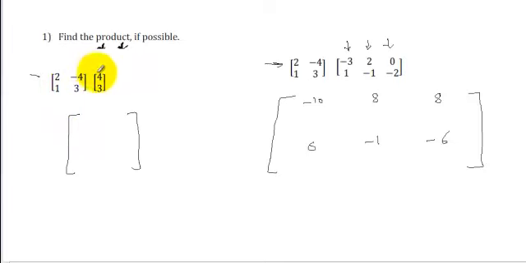2 by 4 is 8, and -4 times 3 is -12. So we have only one number here, and we multiply then with the second row. 1 times 4 is 4, plus 3 times 3 is 9. The final matrix is 8 minus 12, which is -4, and 4 plus 9, which is 13. So the resultant matrix is 2 rows and 1 column.